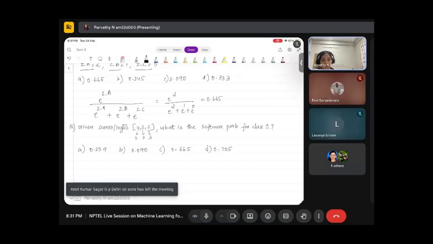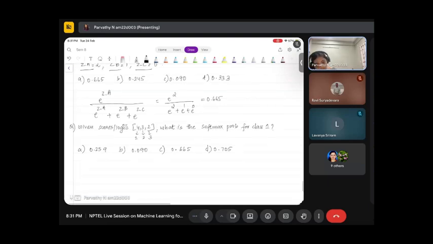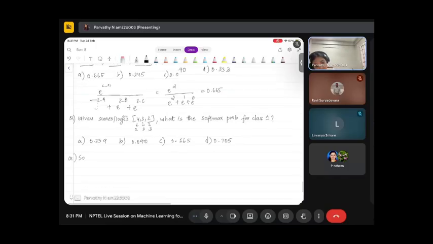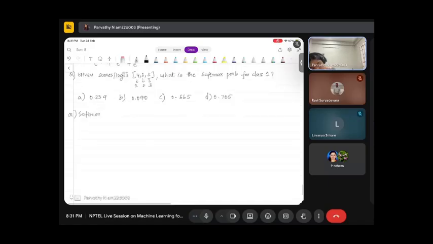Yeah, so it is 0.665: e raised to 4 by e raised to 4 plus e raised to 3 plus e raised to 2. Yeah, so it is e raised to z.